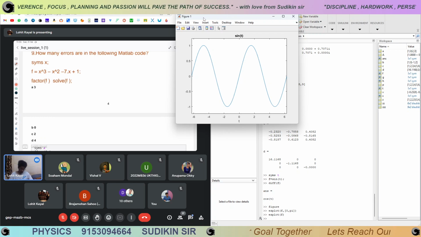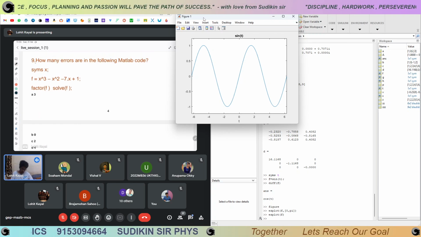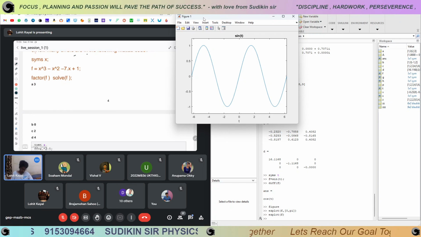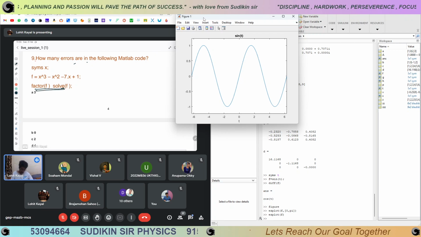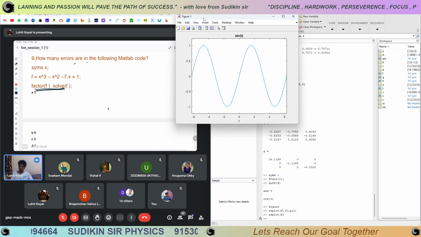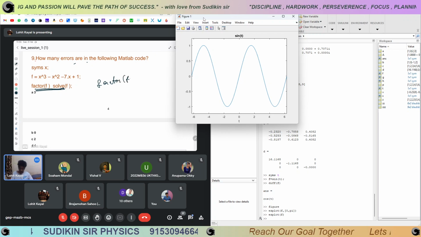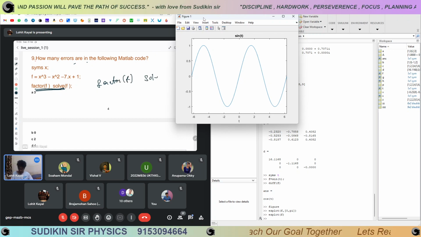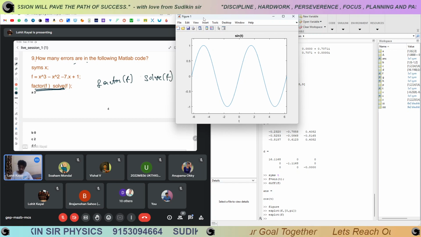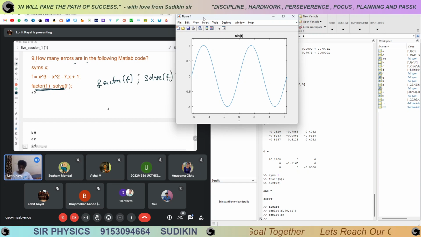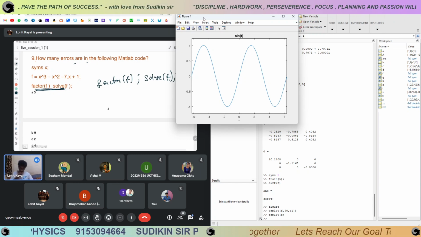Okay. So here another two, just forget these questions. How many errors are in the MATLAB code? One thing is that you cannot write like this: factor f space solve f. MATLAB will not give you anything. Either give a comma or colon or something like that. If you give a space, MATLAB will not understand anything. So this is an error.